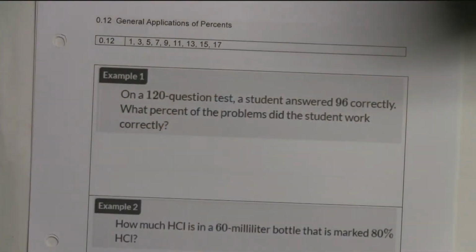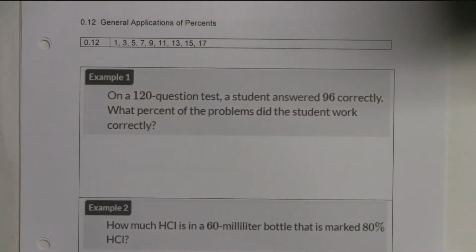Okay, so we're going to be looking at Chapter 0, Section 12, and they just have some general applications of percent in that section for us to look at. And so we're going to get right to it. And so here we go. So this is example 1.